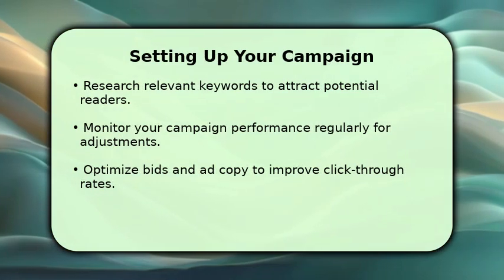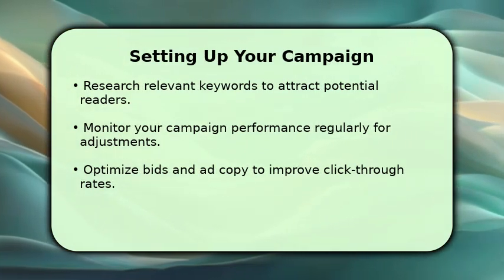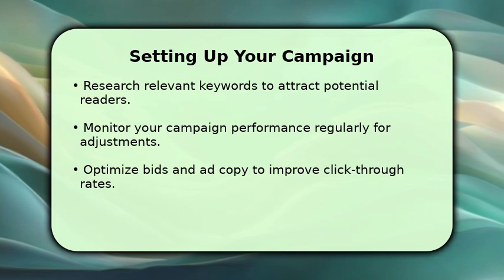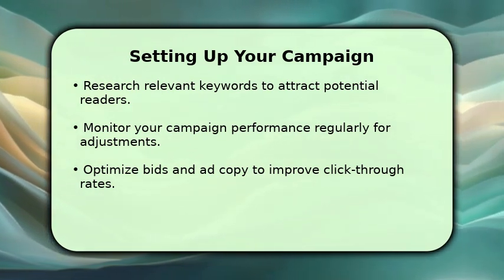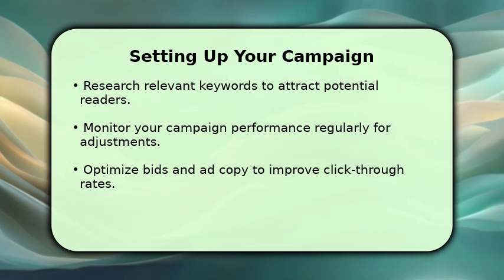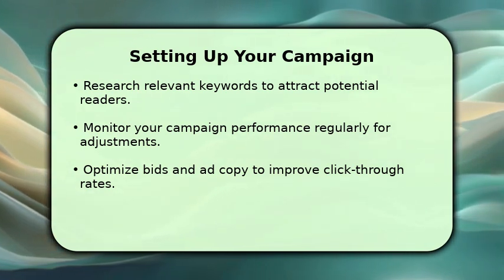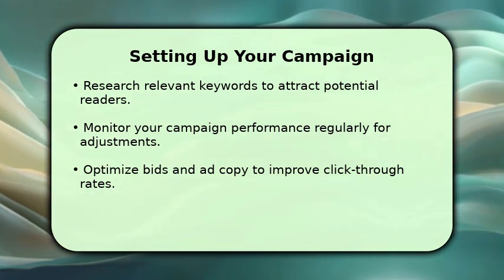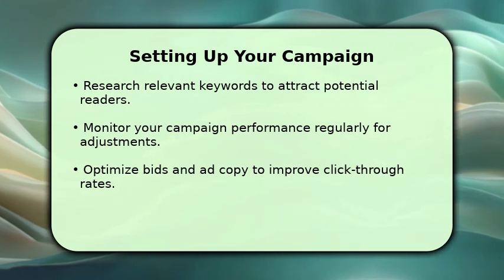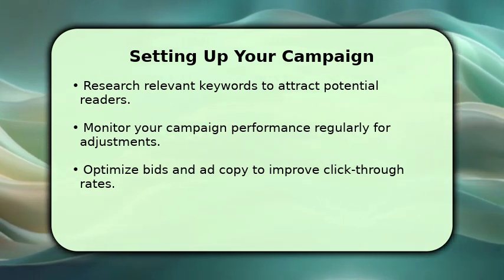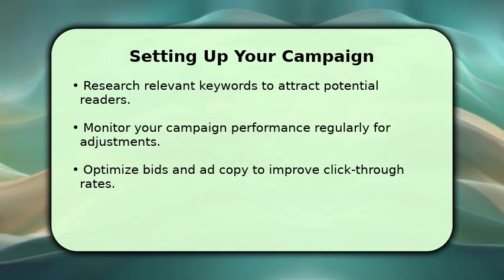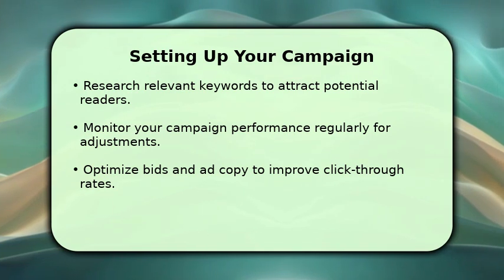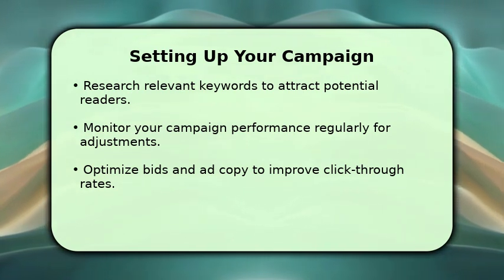Setting up your campaign involves a few key steps. Begin by thoroughly researching relevant keywords that potential readers might use to find books like yours. Next, continuously monitor your campaign performance, checking metrics at least 3 times a week. Based on this data, optimize your bids and refine your ad copy to improve your click-through rates and overall ad effectiveness. Small, consistent adjustments can lead to significant improvements over time.